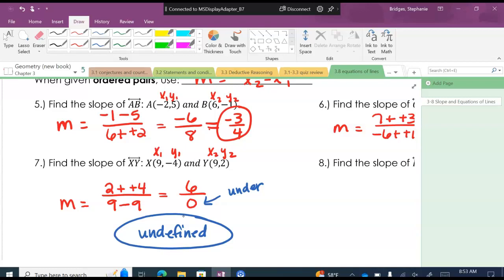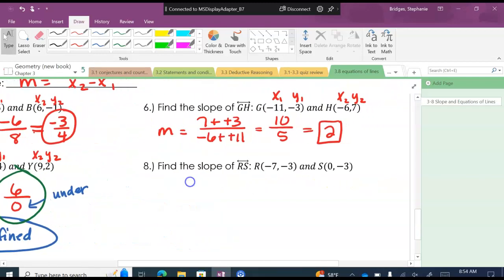Okay, the way you remember it is underneath. If 0 is underneath, it's undefined. Might want to make a note of that. Okay, if 0 is under, it is undefined. Also, on the test, if you leave your answer as 6 over 0, I'm counting it wrong. I need to know that you know that that is the undefined slope. Because 6 over 0 is not valid. That's why.